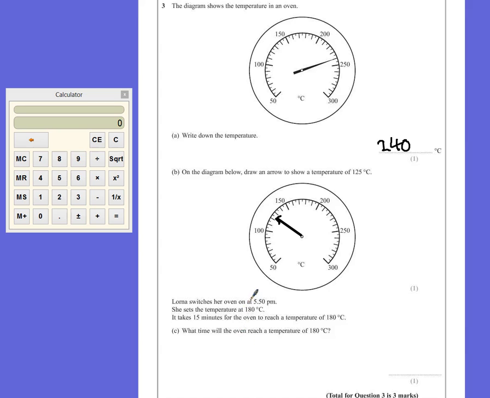If she switches it on at 5:50 p.m, then we can assume that the oven was at 0 at that point. She sets the temperature 180 degrees. It takes 15 minutes later. So all this information we don't need. It just says what time will it reach that temperature. Well, that's 15 minutes later.